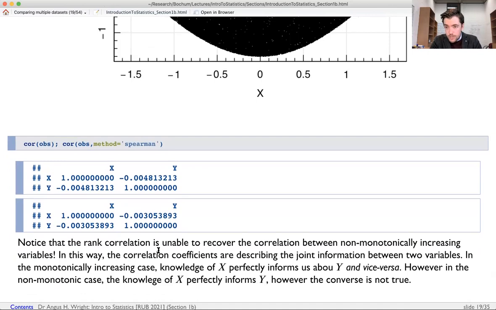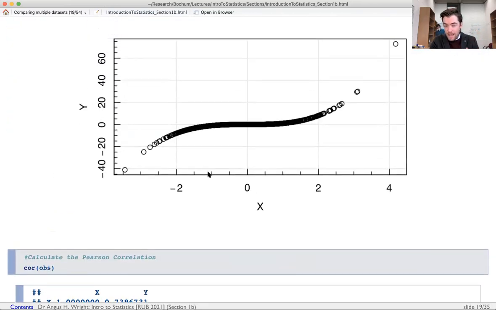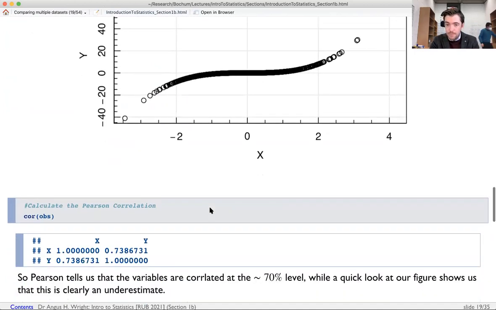Beware correlation coefficients, beware correlation measures, because they do not function well for non-monotonically increasing data. And one way that you can intuit why that happens is essentially because these correlation measures are telling you whether or not perfect knowledge in one variable informs you about the other variable and vice versa. Right? So does perfect knowledge of X tell me about Y? Yes. Does perfect knowledge of Y tell me about X? Yes. Therefore, the correlation in this data set is very high.